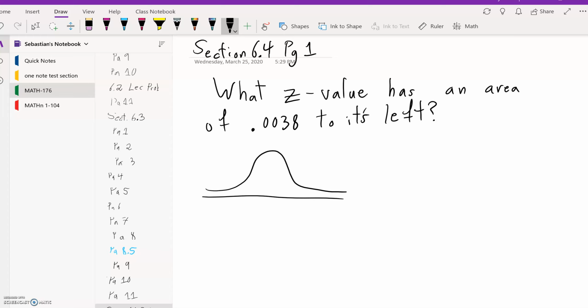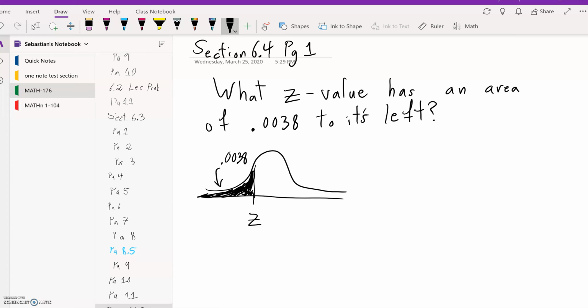So I have some z-value. I don't really know where it is. I'm just going to write down z. What am I told about the z-value? I'm told that it has an area of 0.0038 to its left. So all of this area to the left of this guy, that area is equal to 0.0038. This question is asking us to find this z-value.